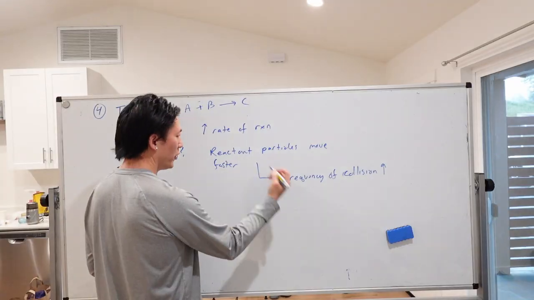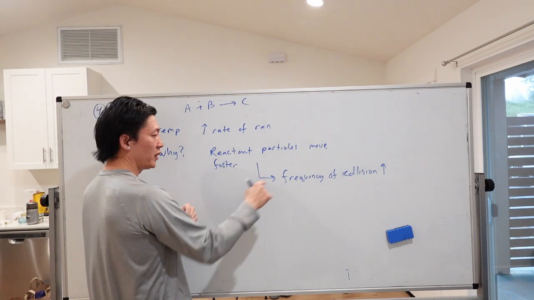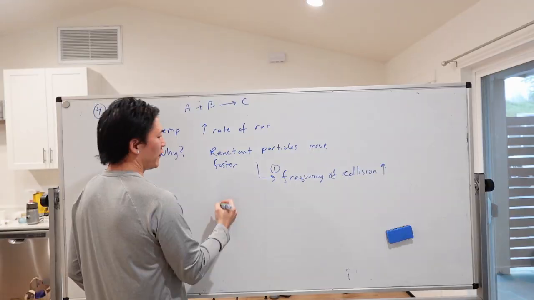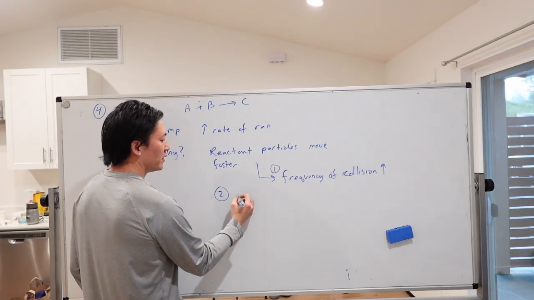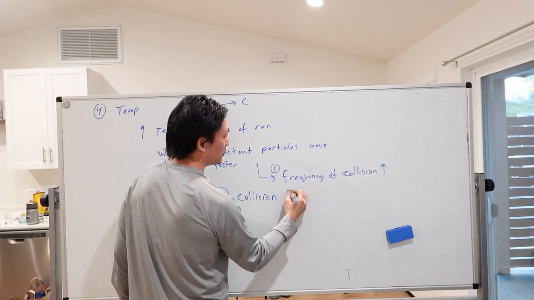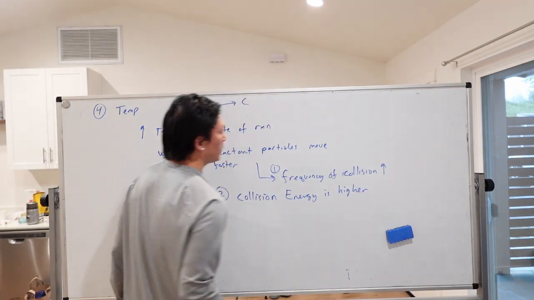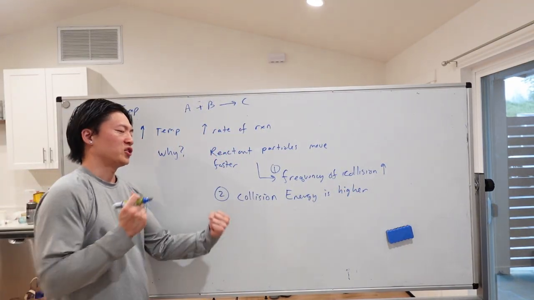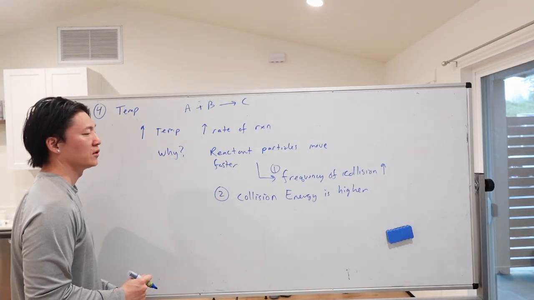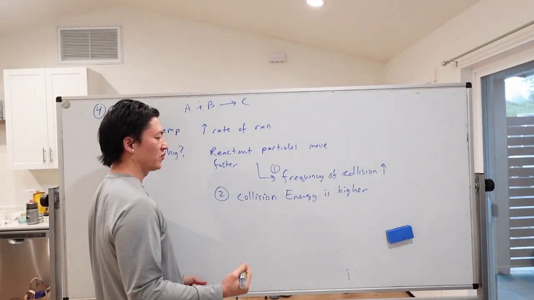Okay, so another reason why temperature causes the rate of reaction to increase, it's 2. 1 here, the frequency of collisions increases because the reactant particles move faster. And then 2, the collision energy is higher. Okay? In other words, they are smashing into each other a lot harder. Alright, so then there's going to be more chances for successful collisions.